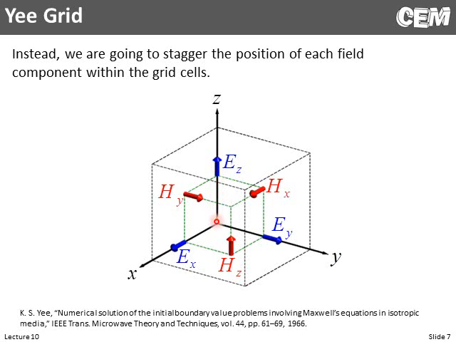Then the x component of the magnetic field is in the YZ plane. Of course, it's still parallel to the x-axis, but it's not on the x-axis. It's in fact offset by a half cell in the y and z directions. And a similar argument for Hy and Hz. And so this is the arrangement that Yee suggested.